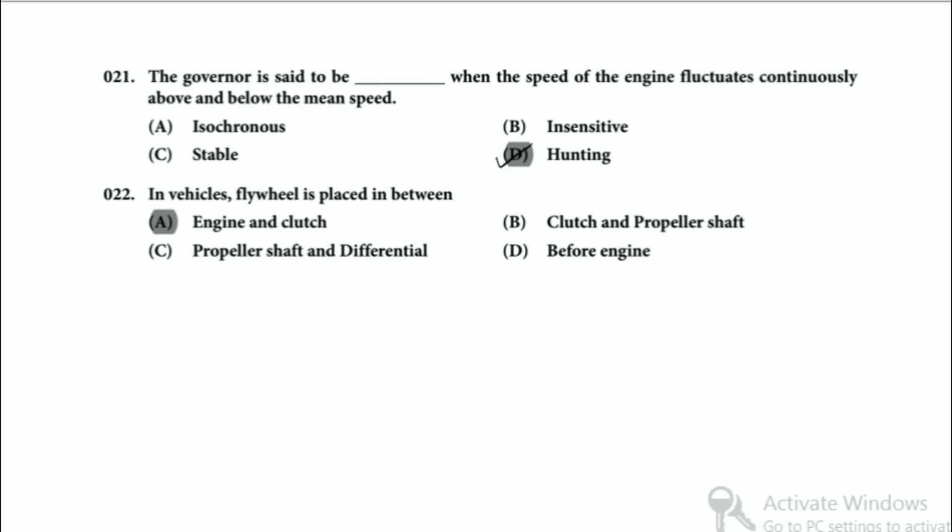Question number 22. In vehicles, the flywheel is placed between. It's a very easy question, where we should place the flywheel. So the flywheel is placed between the engine and clutch, that everybody knows. But you should know the function of the flywheel, which works as a reservoir during the third stroke, the power stroke. If you consider the four stroke engine, during the other strokes we will use that stored energy. So the answer should be A, engine and clutch. Between the engine and clutch we will place the flywheel.